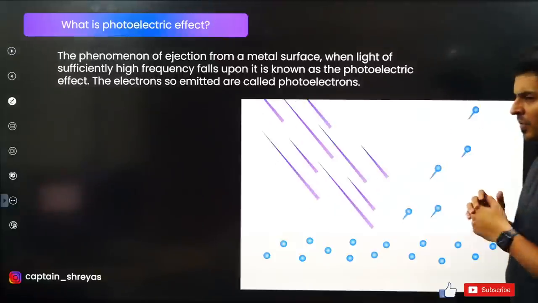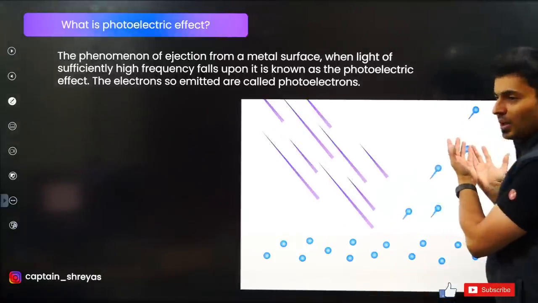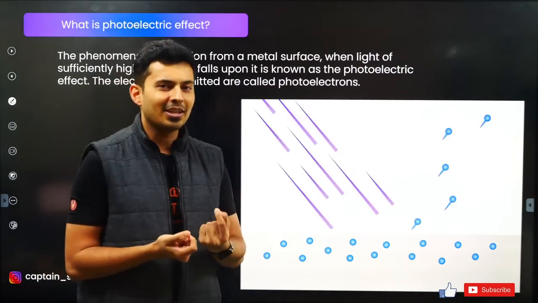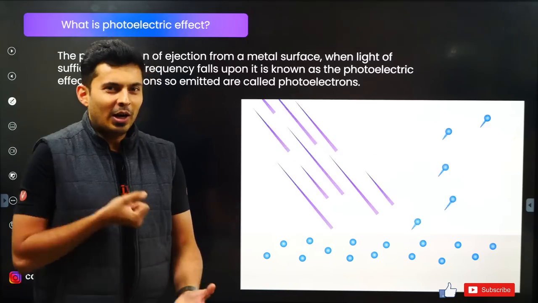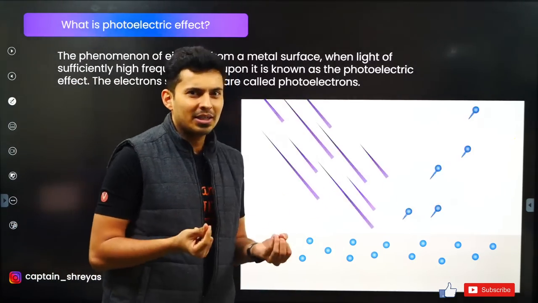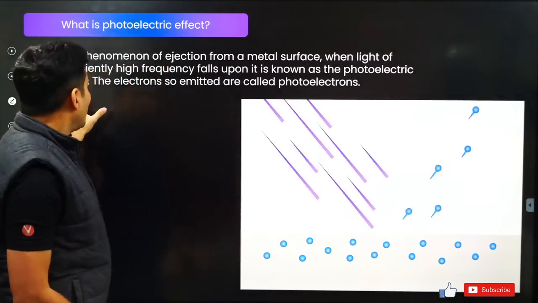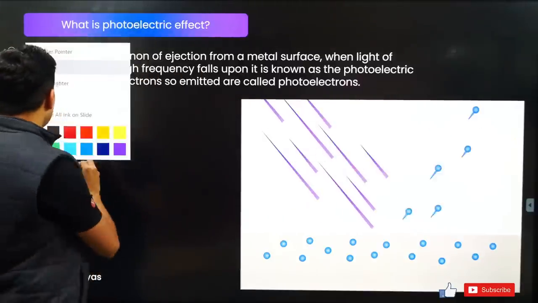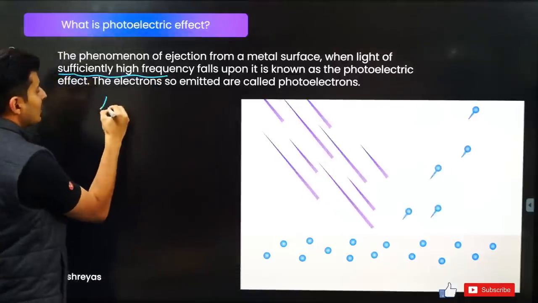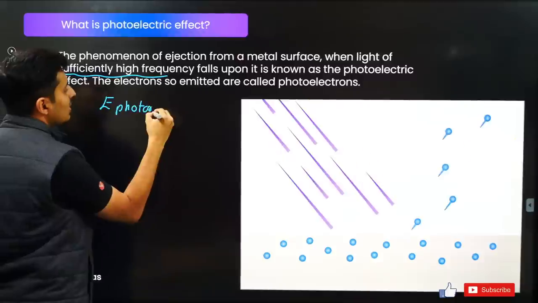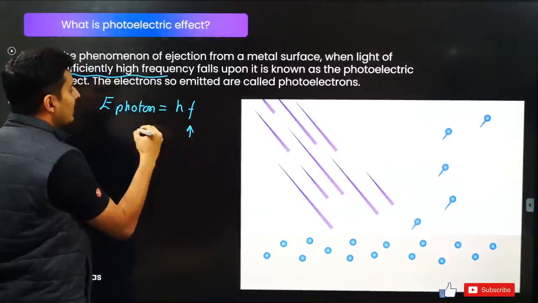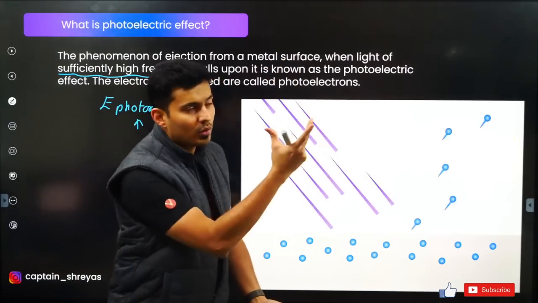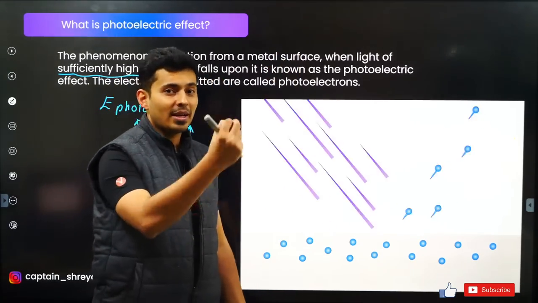Photoelectric effect. But to bring these electrons out is not so easy. You have to do something. You require to pull them out, so at least some energy is required. So when light of sufficiently high frequency falls, why high frequency? Think about it. Because the energy of a photon is hf. The more the frequency, the more the energy, and then only it can pluck out that electron and throw it out. That's when the photoelectric effect occurs.